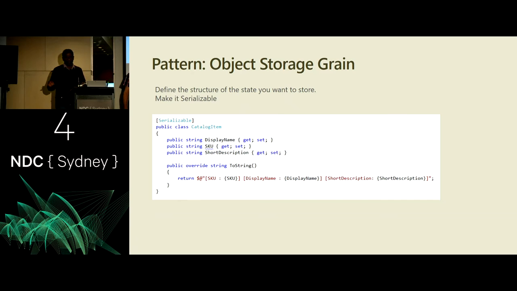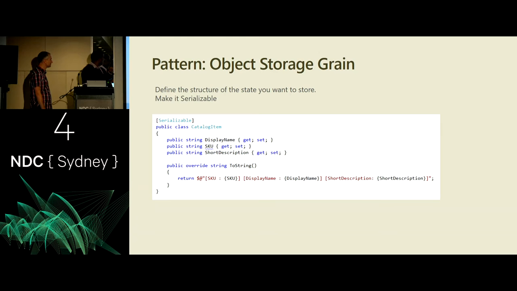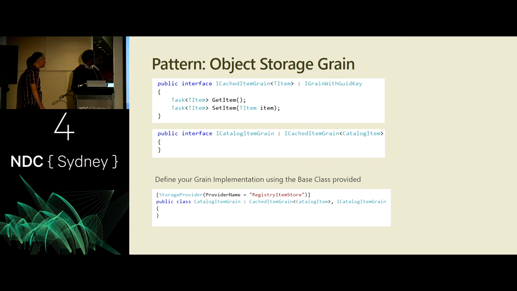So in the case of the object store, we start by basically defining the entity that we want to store. And this is, if you did domain-driven design, a domain entity, right? And all we have to do is make it serializable. As part of the pattern, what we have is an interface.